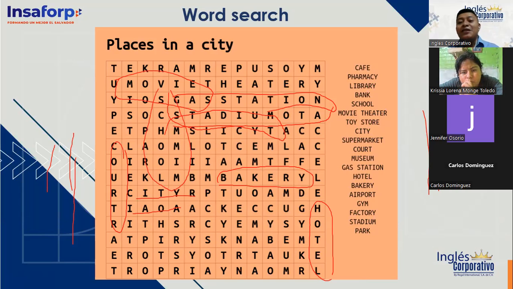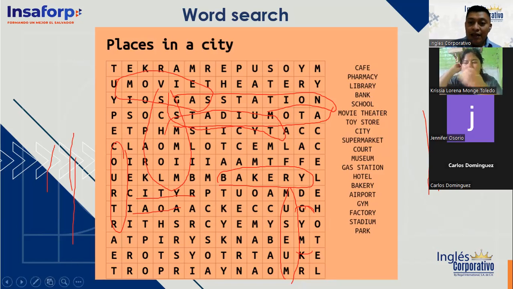Okay, I'm going to share this presentation with you, right? So you can find this vocabulary in this word search. So we have cafe, pharmacy, library, bank, school, movie theater, toy store, city, supermarket, court, museum, gas station, hotel, bakery, airport, gym, factory, stadium, and park. There is a place that you don't know the meaning of in Spanish. This one.